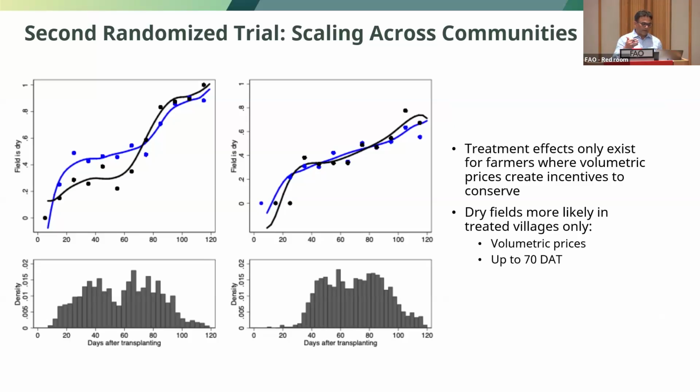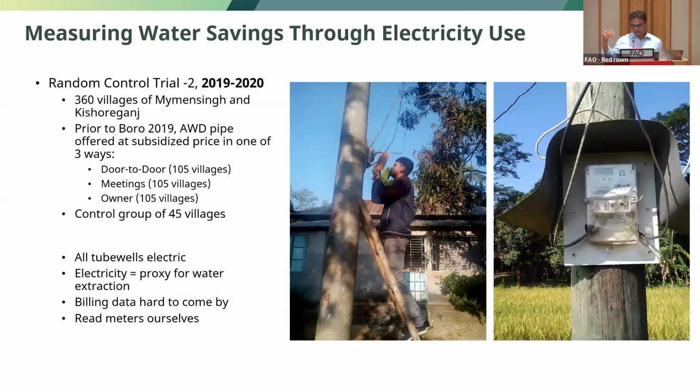As I mentioned, the finding highlights a broader lesson in development. Technology alone rarely drives change. Incentives often determine whether innovations are adopted and sustained. Based on this randomized control trial, Kyle and his team carried out a second randomized control trial between 2019 and 2022 across 360 villages.